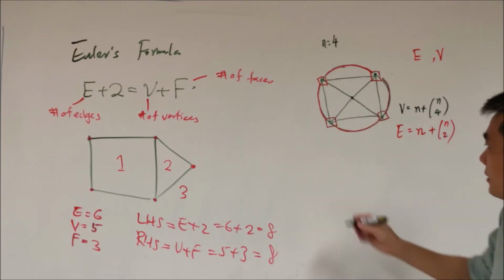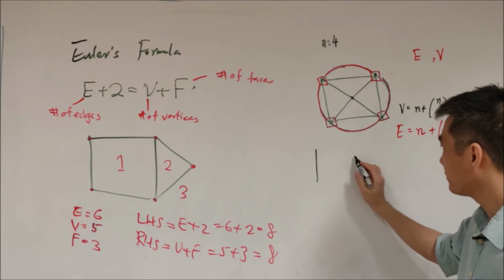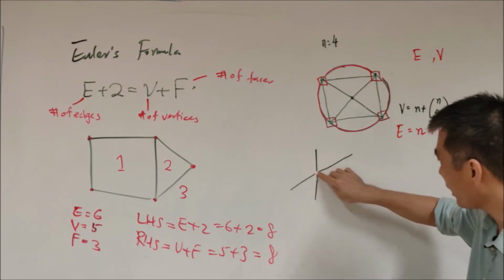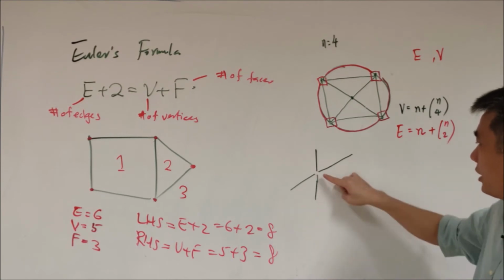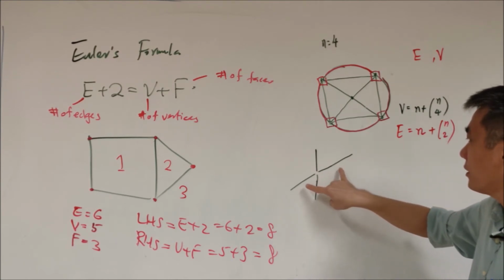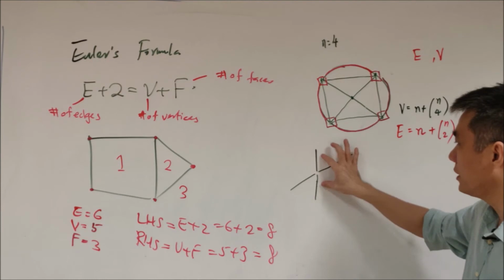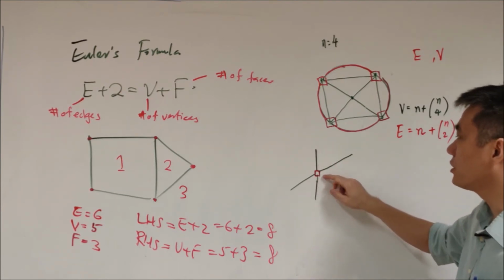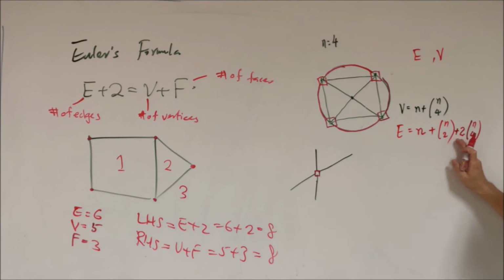However, let's say initially we have these 2 lines, but then they intersect. Instead of 2 lines, it becomes 4 lines, because for each intersection, you will break each line segment into 2. For any intersection, the number of edges will increase by 2. It increased by 2 times n choose 4 edges. So this is the number of edges.